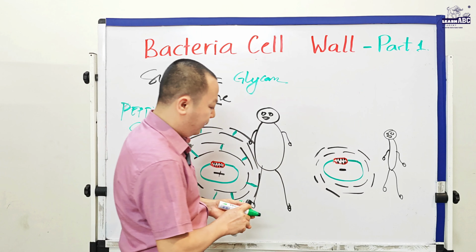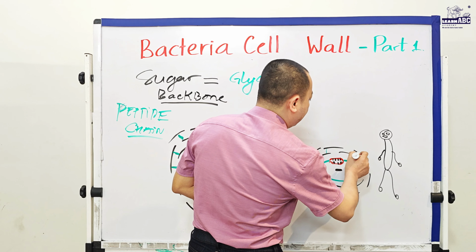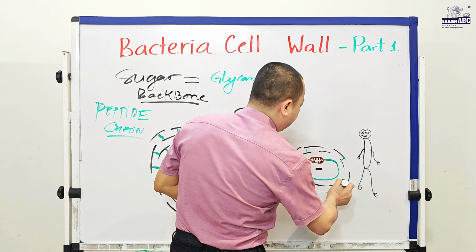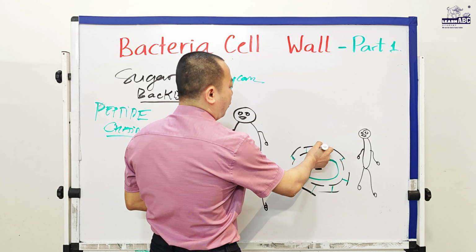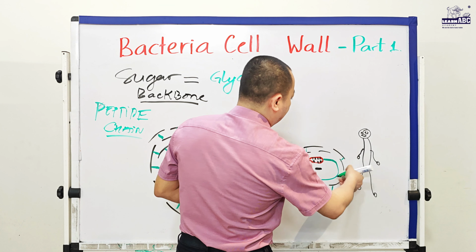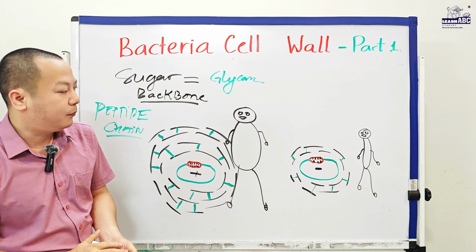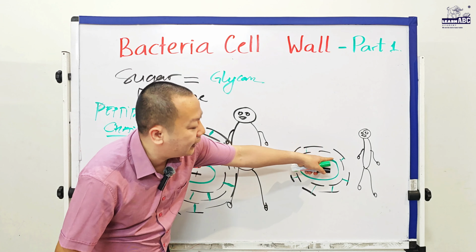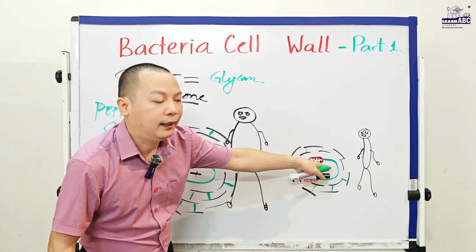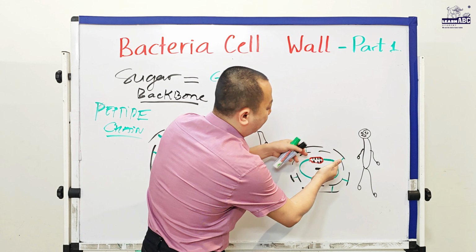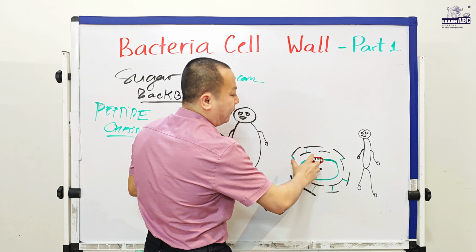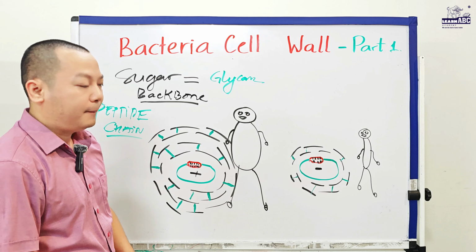Here is the same in the gram-negative. Yes, in gram-negative bacteria, they also have a cell wall. They also have a glycan backbone. They also have the peptide chain, but the peptide chain is very few here. That's why this is very thin. Gram-negative bacteria are very thin. The cell wall is very thin.